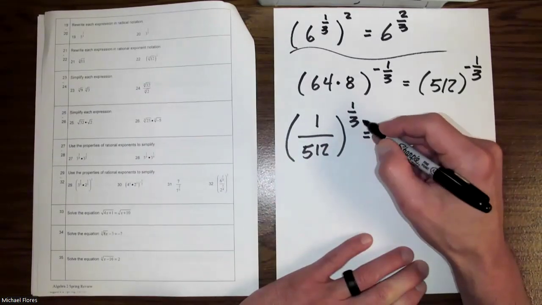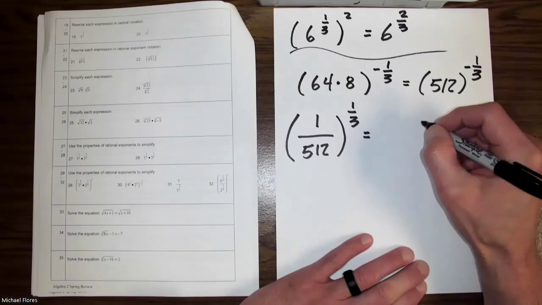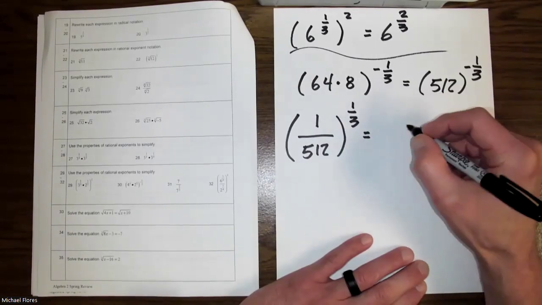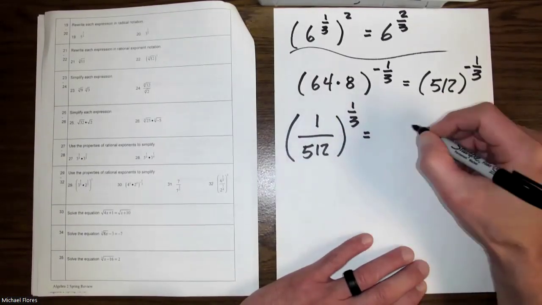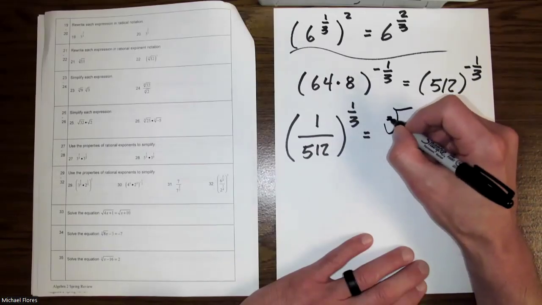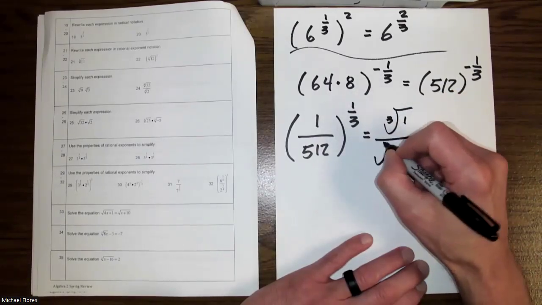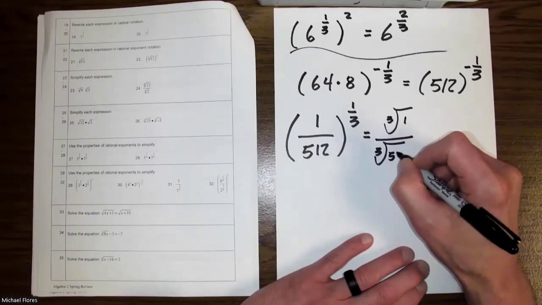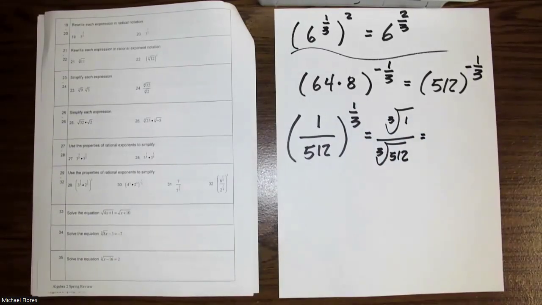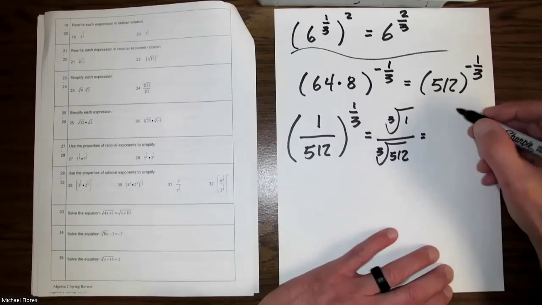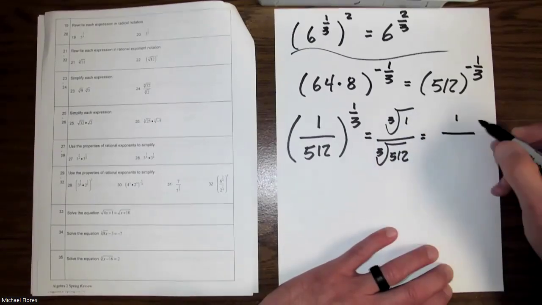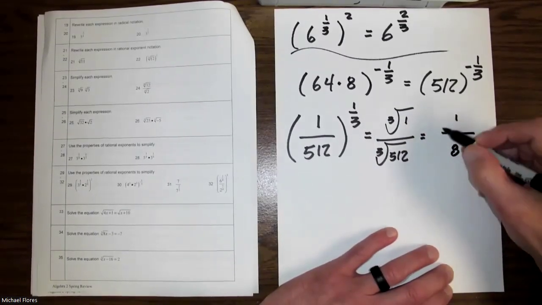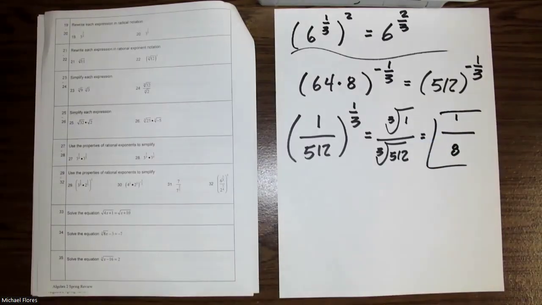And now a power of 1/3, that means you're having to cube root everything inside the parentheses here. So we have to take the cube root of 1 over the cube root of 512. The cube root of 1 is 1, and the cube root of 512 is 8. And now we have our final answer.